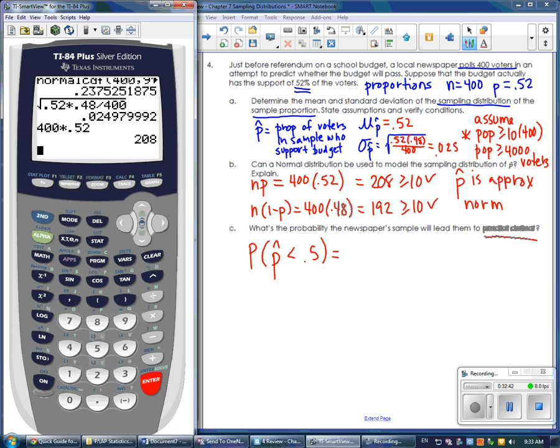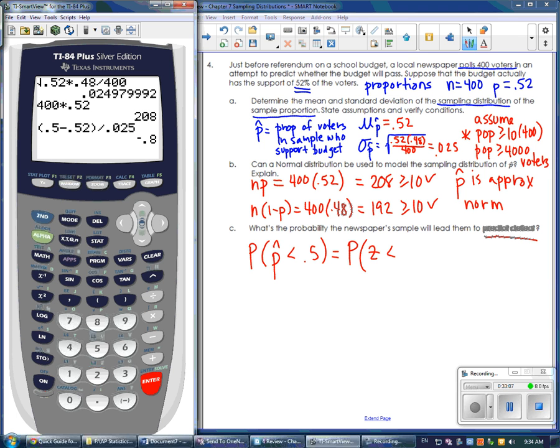Because we're using a normal distribution, I need to change this to a z-score. So again, I'm doing my observation, 0.5, minus the mean, which we said was 0.52, and then we need to divide that by the standard deviation, which we said was 0.025. And that gives me a z-score of negative 0.8.